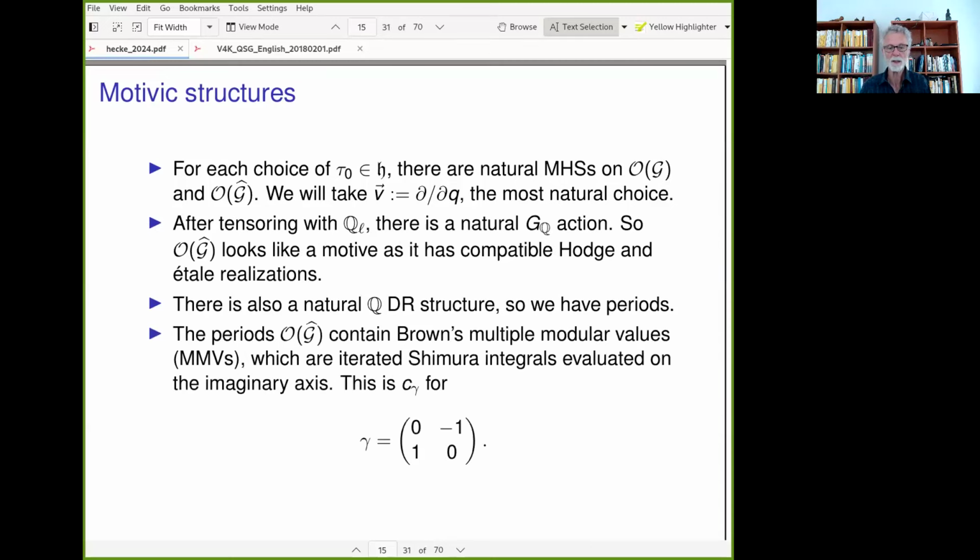And so you get periods. And the periods of this contain all of Brown's multiple modular values. As I pointed out before, they're iterated Shimura integrals evaluated on the imaginary axis, or if you like, just evaluated on the standard element of order 4 in SL2Z.